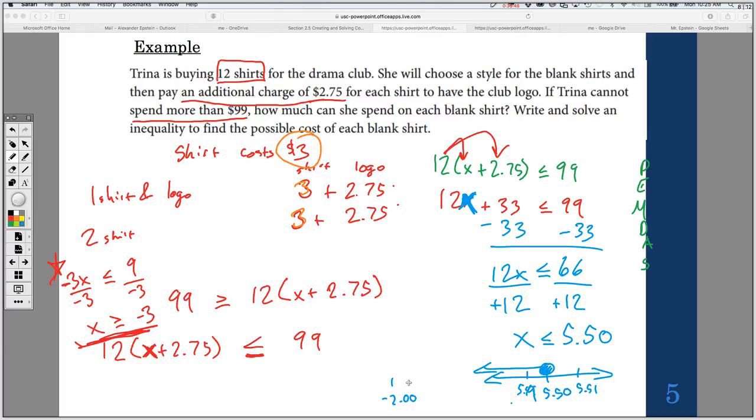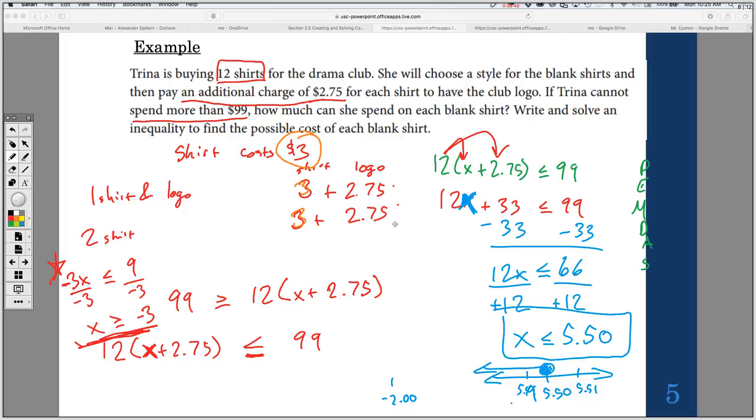So I don't have to put something like this in between 0 and 5.50, because I could be using a coupon. We don't know. It could be a promotional offer, and that's why it could be in the negatives, is that they actually owe me money. Okay, so you can pay $5.50 for a blank shirt or less and still afford it to where you're only paying $99. Isn't that cool?